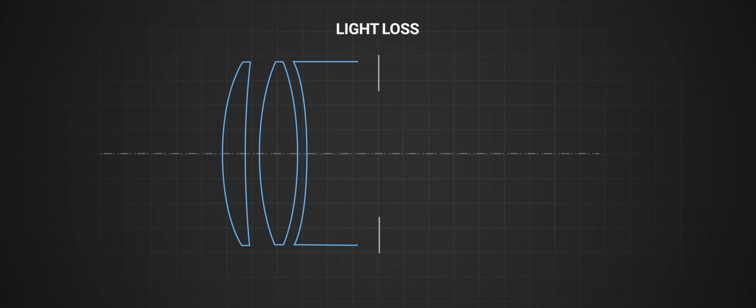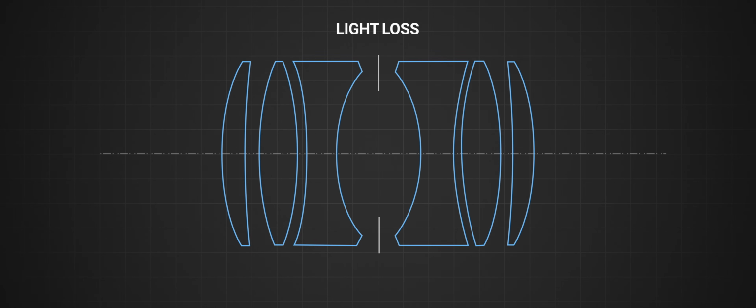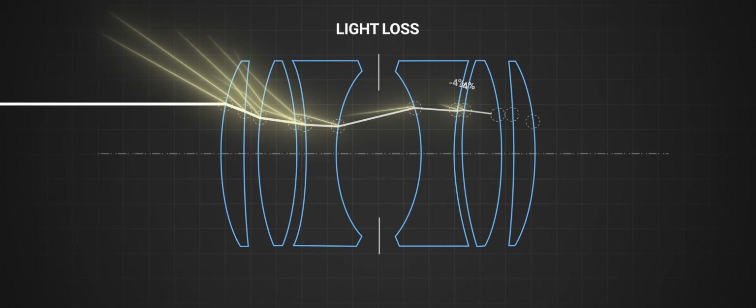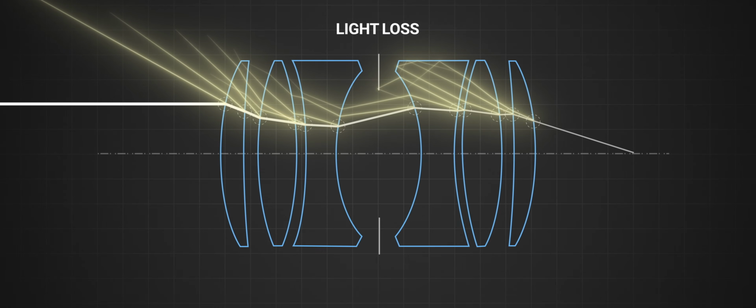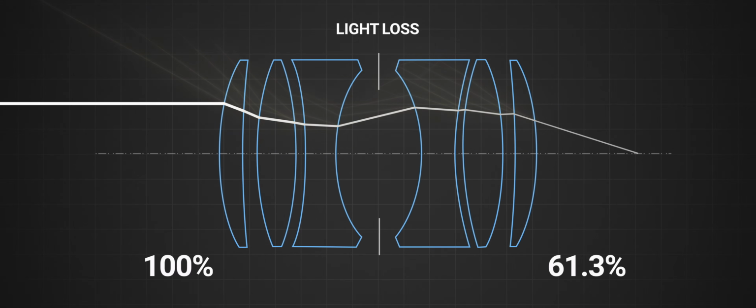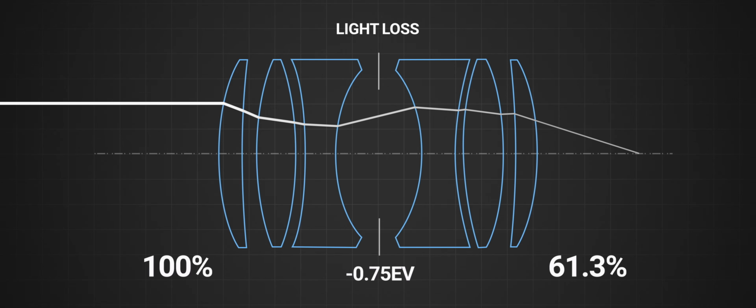Let's visualize what this means with a simple 6-element design. This means that we have 12 glass-air transitions, 2 per element, or group in some cases. Each one of these transitions scatters or absorbs 4% of the light, letting the remainder pass. So out of the total light coming in, only 61.3% of it makes it to the other side. Discounting how these reflections wash out contrast and looking only at the light transfer, we are losing almost one full stop of light. And a more complex design with more elements, like a zoom lens with dozens of elements, loses even more.